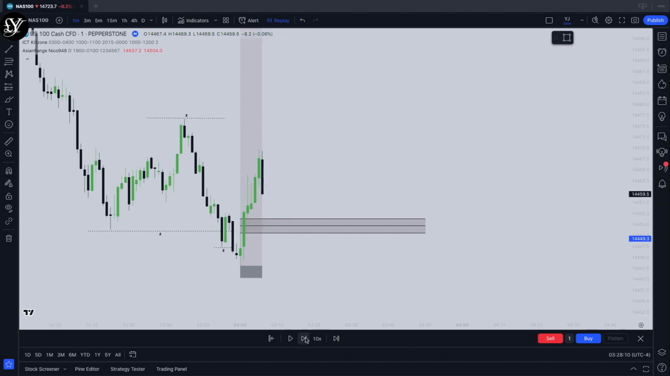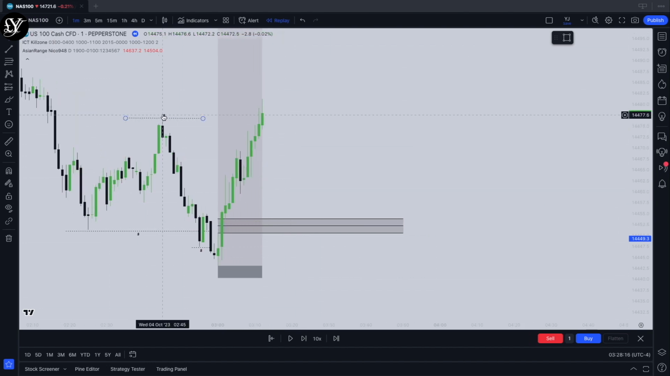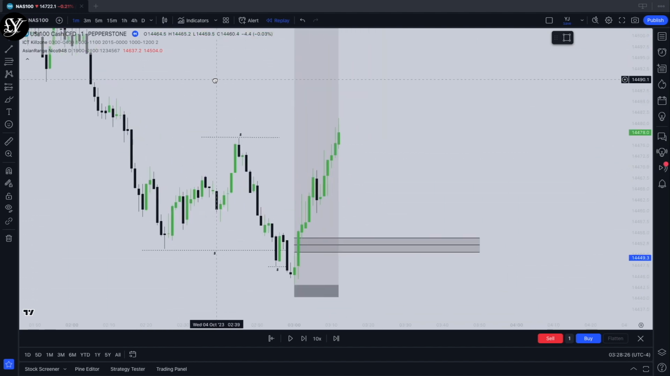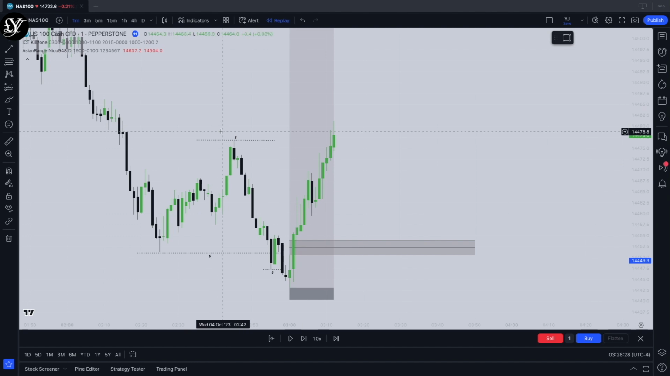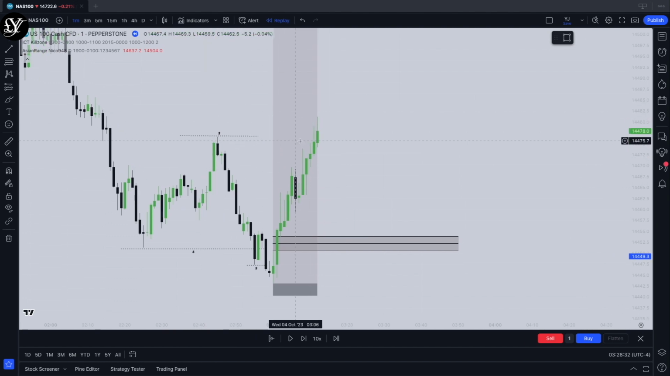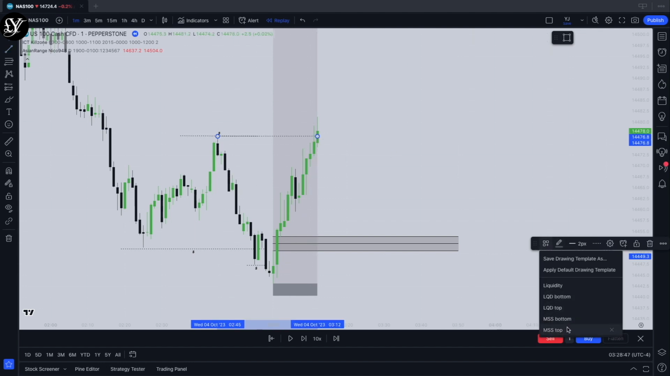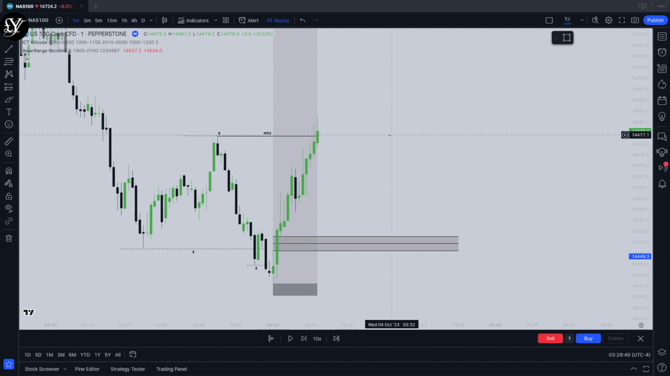Now, if we play price out even more, we can see we've just taken out the opposing liquidity. Now, this point right here is also part of the market structure, which was bearish. So this could count as a lower high. We've just broken that. So market was bearish, and we've broken the bearish structure right here. So this right here can also be marked out as a market structure shift. So if we grab our straight line tool right here, we can mark this out as a market structure shift.